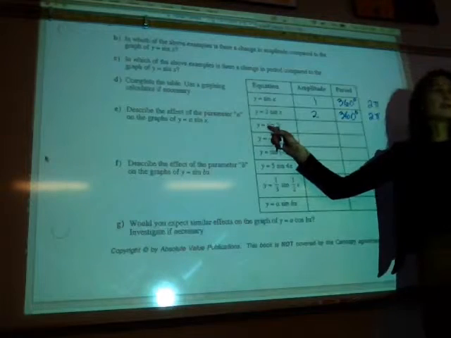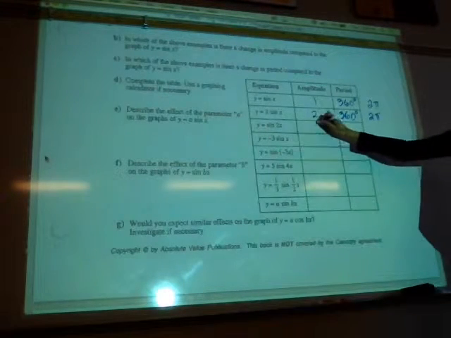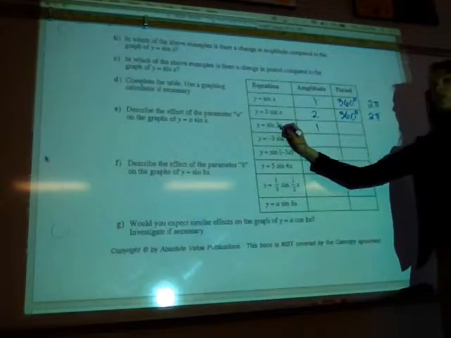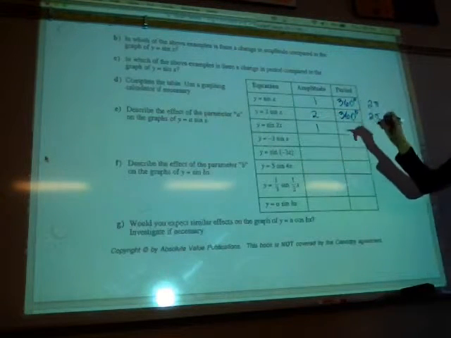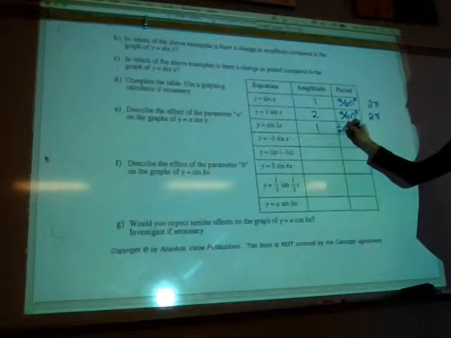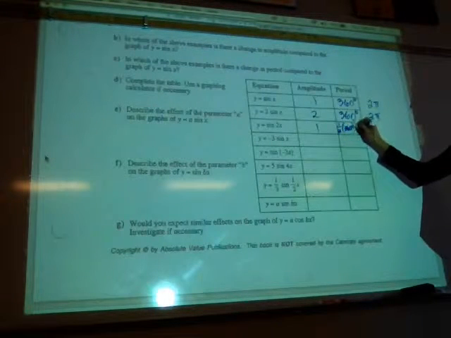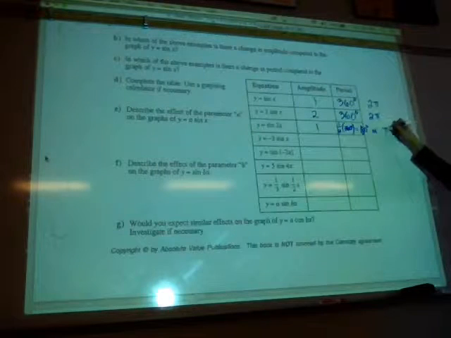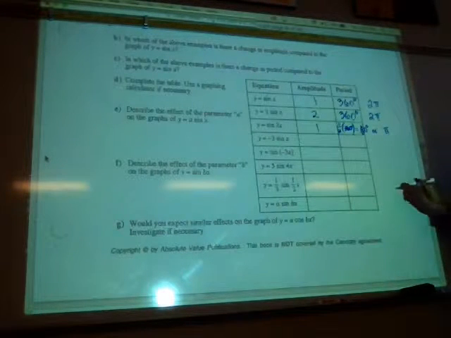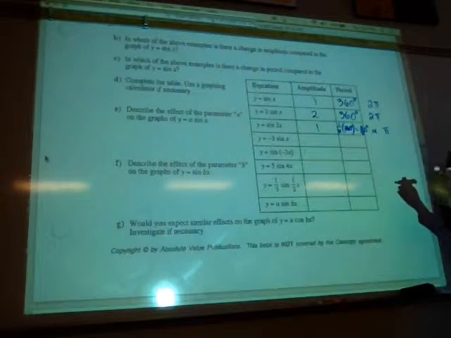Alright, next one, we don't have a vertical stretch, so the amp is going to stay at 1, but we do have a horizontal stretch, and the stretch factor will be 1/2. Okay, so we're going to have half of 360. In other words, 180 degrees or pi. So we're taking that horizontal stretch and multiplying it by the period.